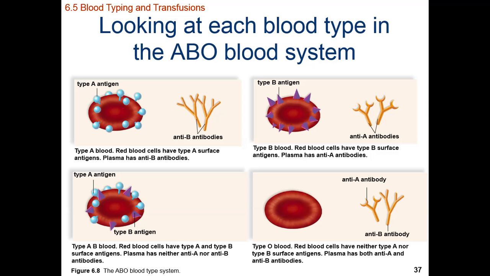So here we go. Someone who has type A blood has B antibodies. Someone with type B blood has A antibodies. Someone with AB blood has no antibodies. And someone with O blood has both antibodies.